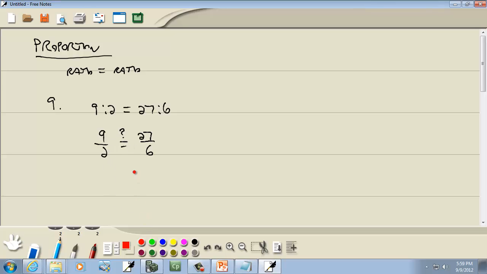Well, how you determine it is you cross multiply. And you can always do that with proportions. What I mean by that is we're going to take 9 times 6, and we're still wondering this, and 2 times 27. Well, 9 times 6 is 54. 2 times 27 is 54. So they are indeed equal. That means, yes, they are a proportion. So if you cross multiply and you get these equal, then they're set up as a proportion.